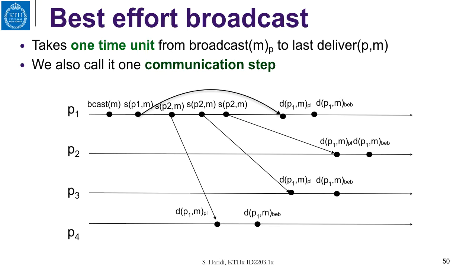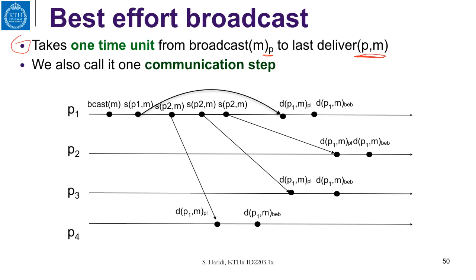So let us look then at a way to see how long it takes an algorithm. And we take a very simple one. It is the best-effort broadcast. The best-effort broadcast will take 1 time unit from broadcasting a message by a process P until the last delivery of that message.